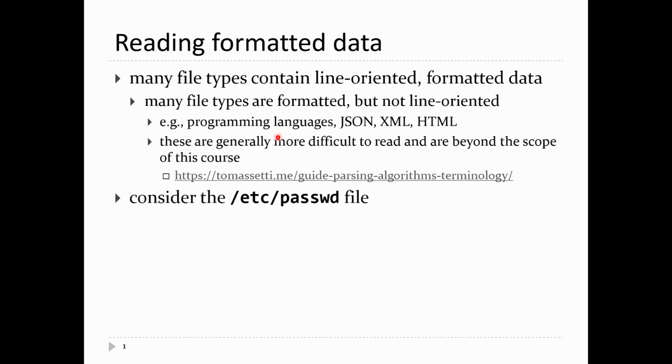Any programming language that you work in consists of formatted text. The text has to have a certain structure to it. JSON's a very common data exchange format. It's JavaScript object notation, and it's a data exchange format that's not line-oriented. XML and HTML are two other common formats that are not line-oriented. These are all tag-oriented. In HTML, you've got an opening tag and a closing tag and stuff in between. So these are generally more difficult to read than line-oriented formatted data.